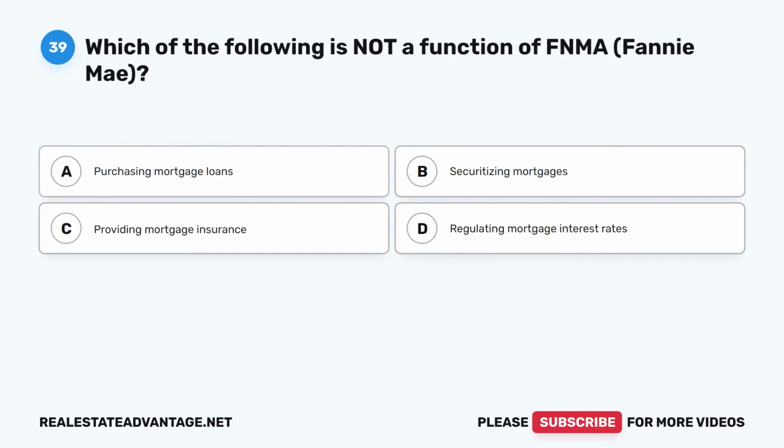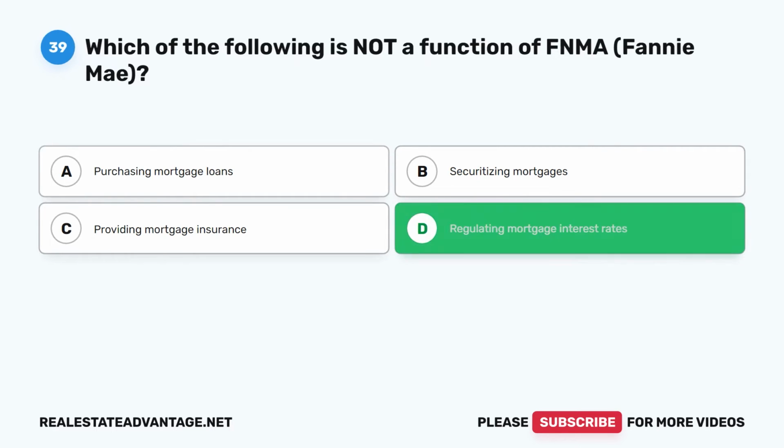A. Purchasing mortgage loans. B. Securitizing mortgages. C. Providing mortgage insurance. D. Regulating mortgage interest rates. The correct answer is D.